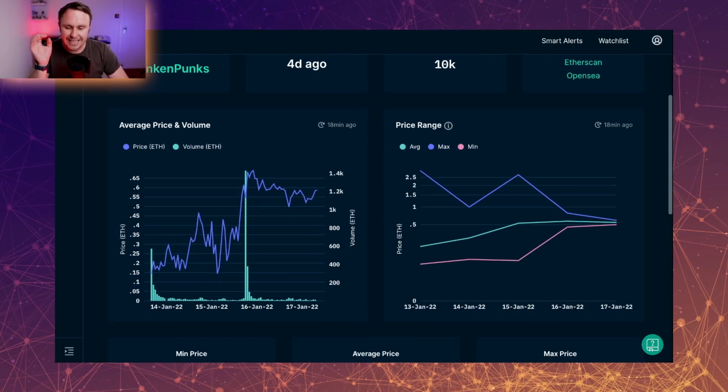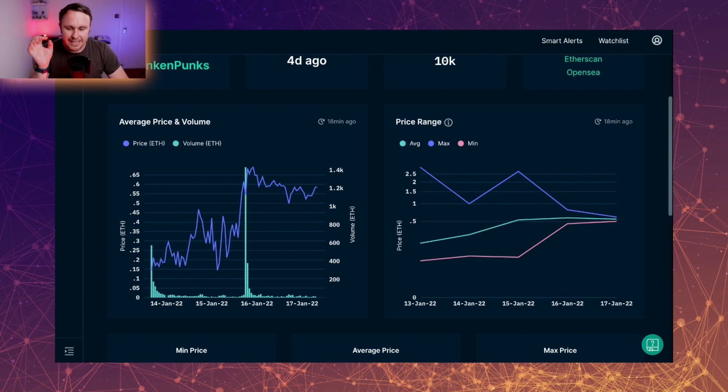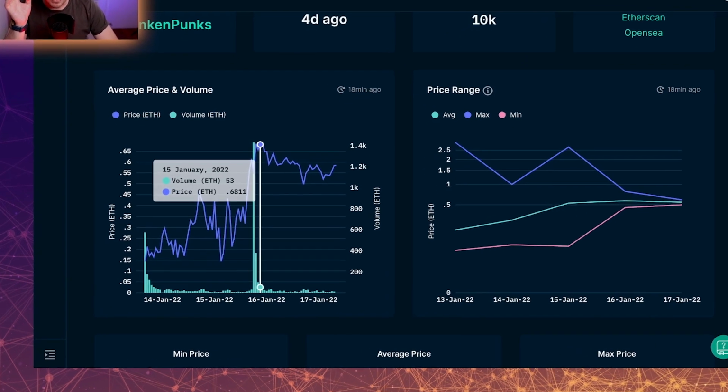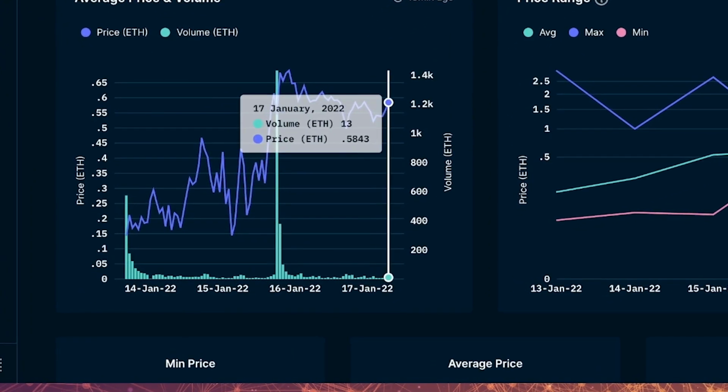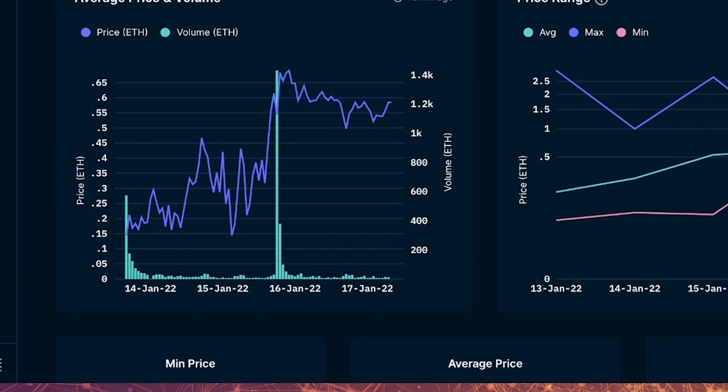Now, getting back into this, what we can see is that the average price peaked out around almost the 0.7 mark, and then it dipped back down. But the past few hours or so, it's kicked back up. So what I'm seeing here is it seems like pre-reveal, we're hitting a bit of a support at around the 0.5, 0.55 mark. This is for the average price, which is nice to see.